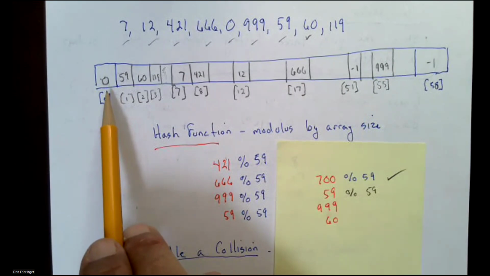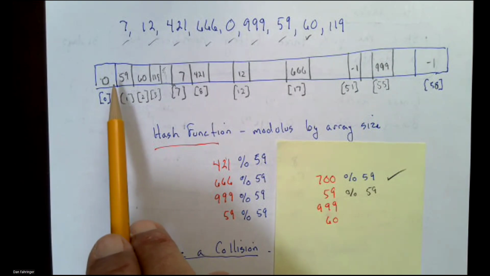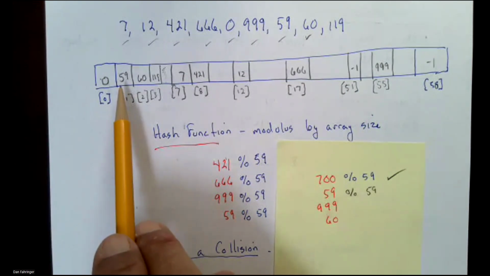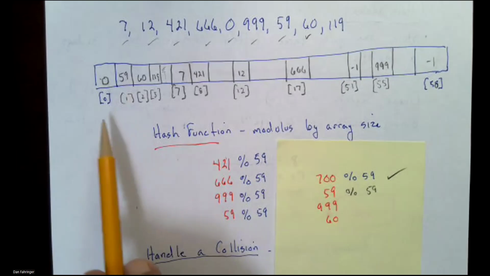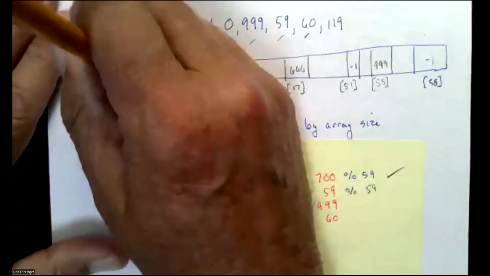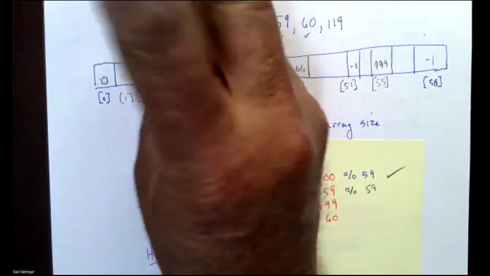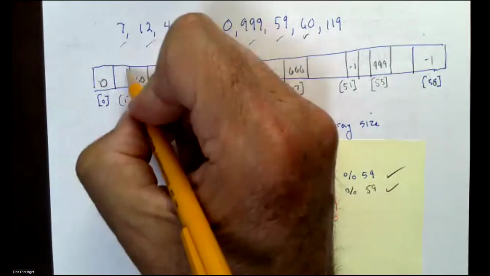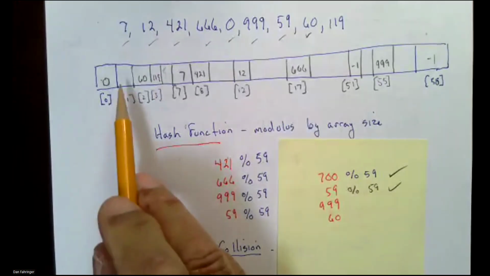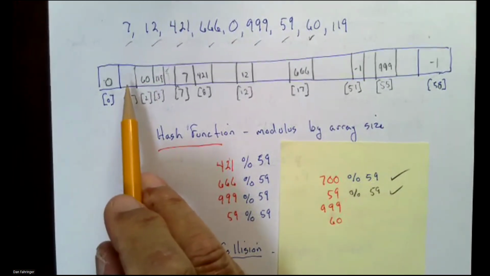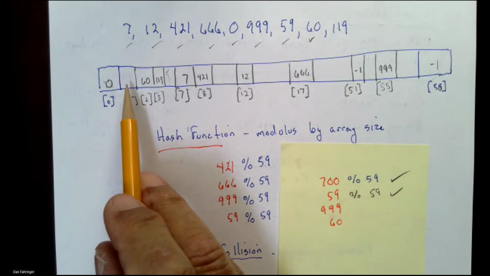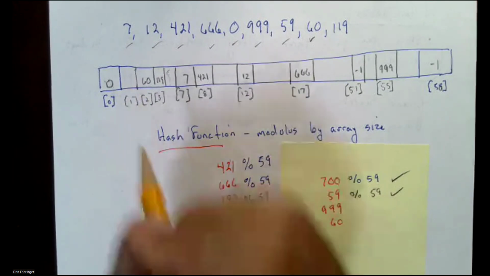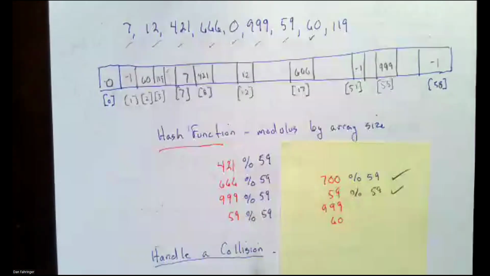So now I have to start my probing. And I'm going to probe until either I find 59 or I find what? -1. And all of a sudden I found 59 and I'm deleting it from the list. Woohoo! Oh, what do I need to put in there? What should I put in there now? -1. Okay. -1.